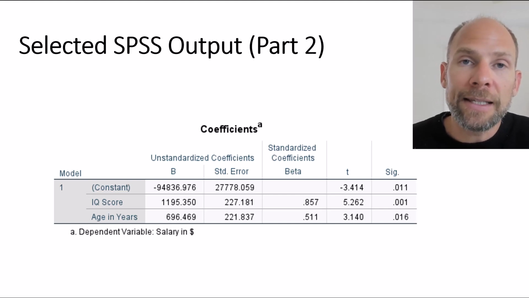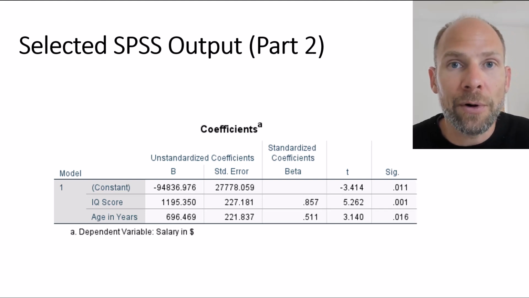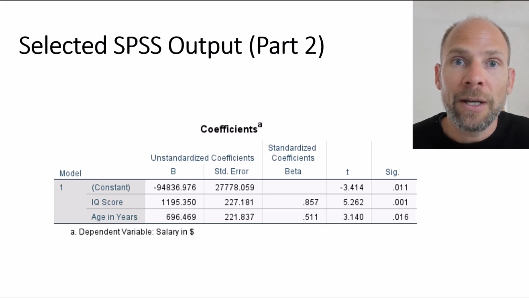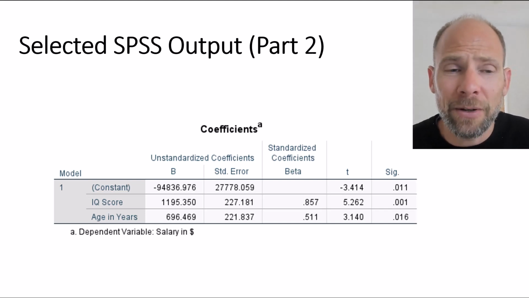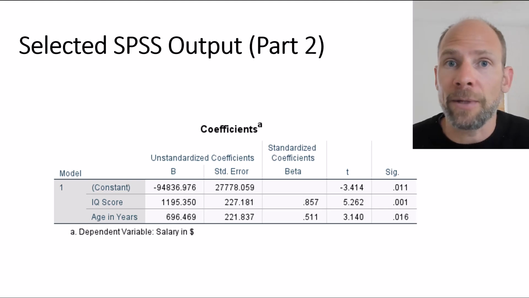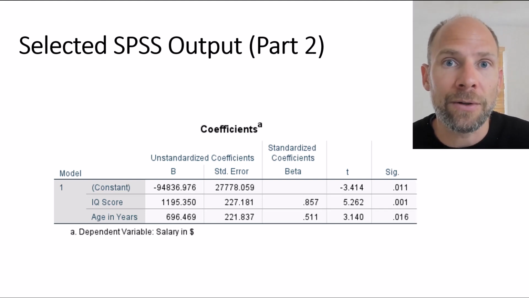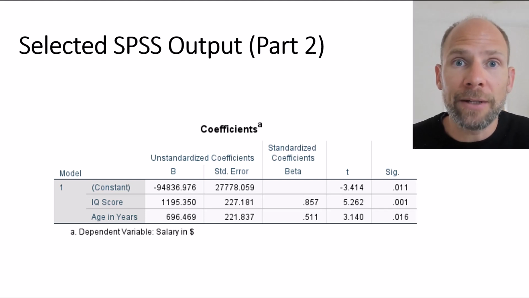94,836.976. So that's the intercept, and that would indicate that for individuals who have an IQ score of 0 and 0 years of age, we would expect that they make negative $94,837. So that doesn't really make a lot of sense, because we don't have anybody with an IQ score of 0, and it also wouldn't make any sense. And we definitely don't have anybody who is 0 years of age. And that also doesn't make sense to measure salary for individuals who are newborns. So therefore, the intercept here is meaningless, because our predictor variables don't have a meaningful 0 point.